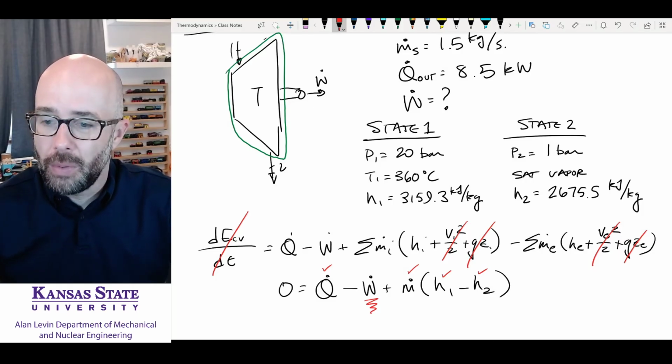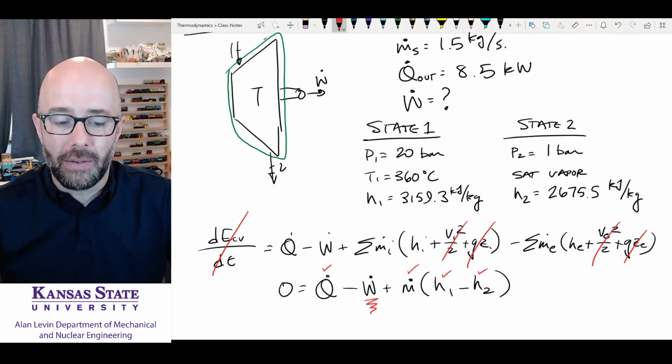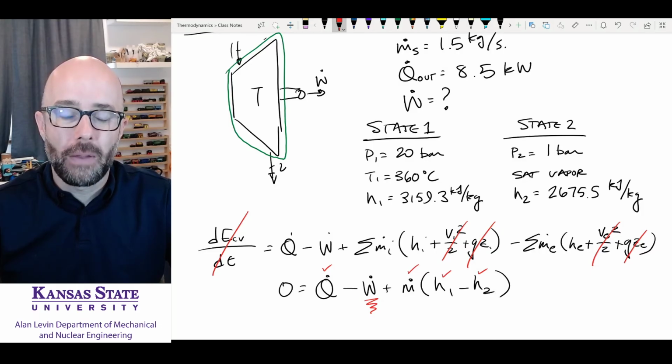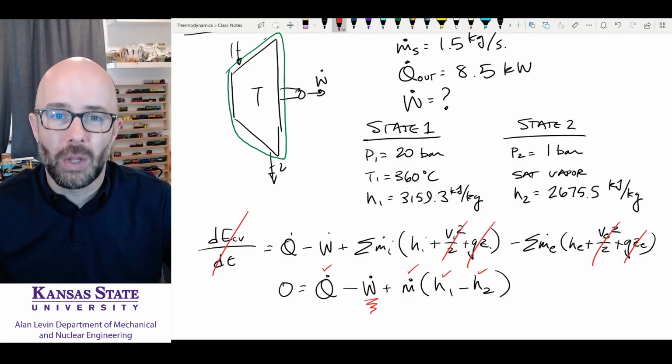Now my question for you is, how do I deal with Q dot? They said Q dot out was 8.5 kilowatts. What do I do for my equation? Do I put in 8.5 or do I put in negative 8.5? It's Q dot out. What I want you to do is solve this problem, put this into the solution here, appropriately apply Q dot as you're solving for W dot, and find out what that answer is, and provide me the answer in kilowatts.